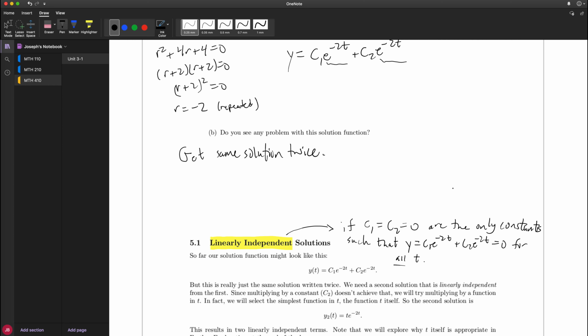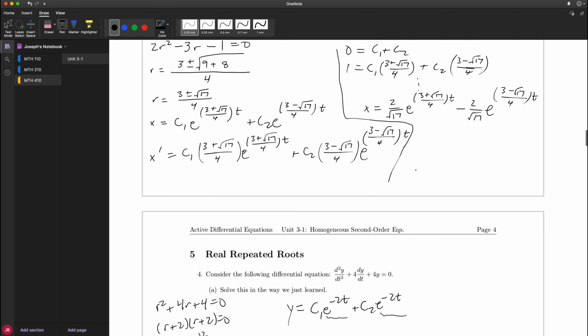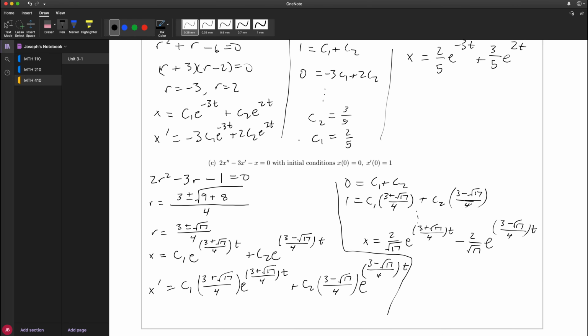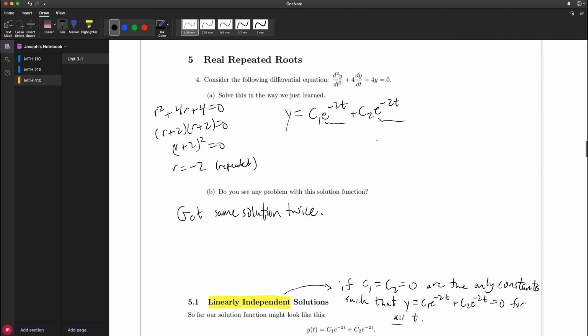Go back, if you like, to up here, and pick any of these that you like. You'll never be able to find constants c1 and c2 other than 0 for both of them, where you get 0 for all t values. So such is not the case here.